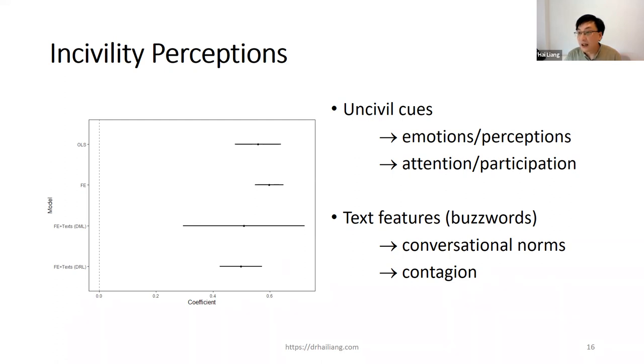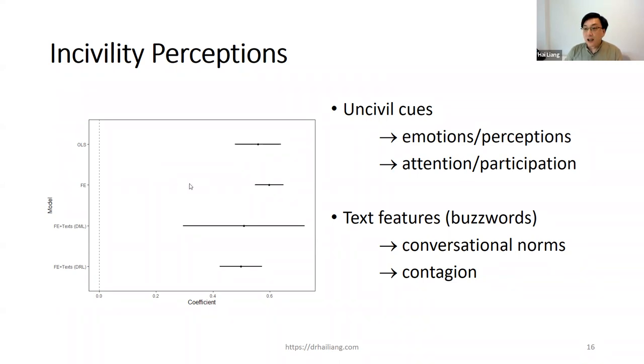We initially gathered 500 comments, including both civil and uncivil comments. And then we recruited 800 respondents, and we randomly assigned the comments to them and asked them to rate the perceived incivility. So each respondent supposedly will rate 10 comments. So this is the result.